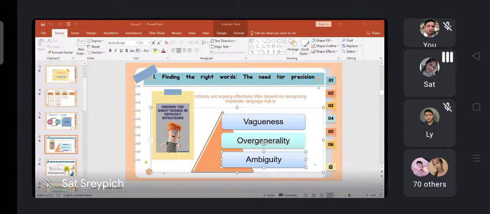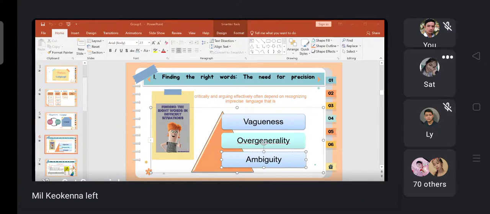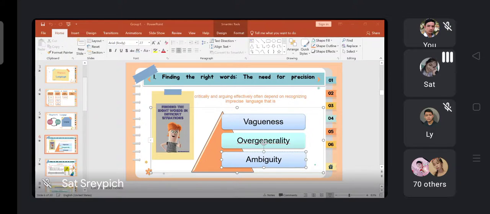The next one, my member will explain to you about the word generality. Okay, let's start. I'm Sophia, and I'm going to present about the word generality.